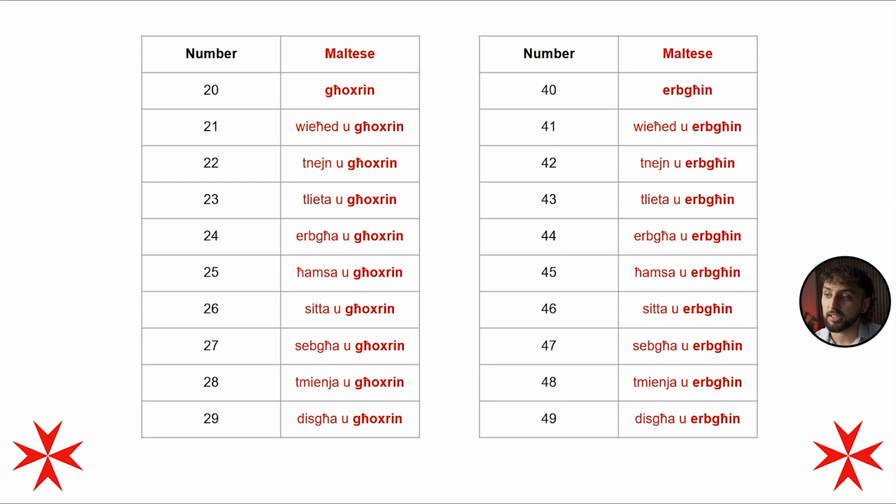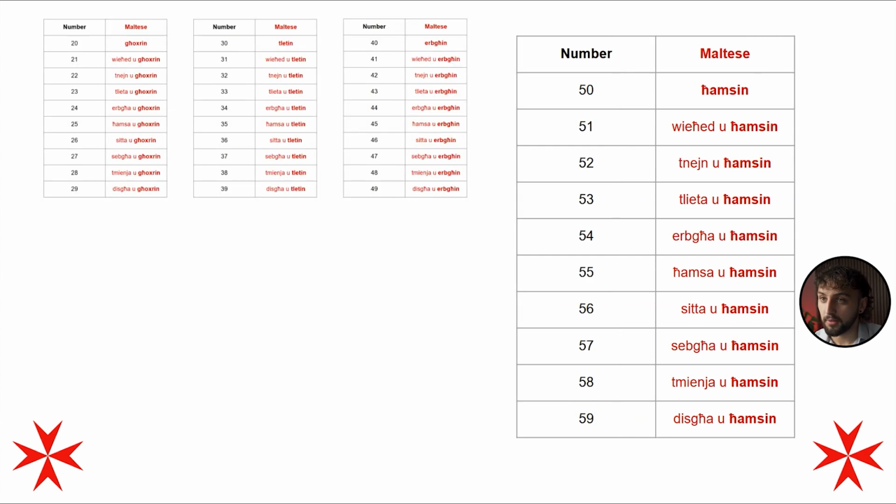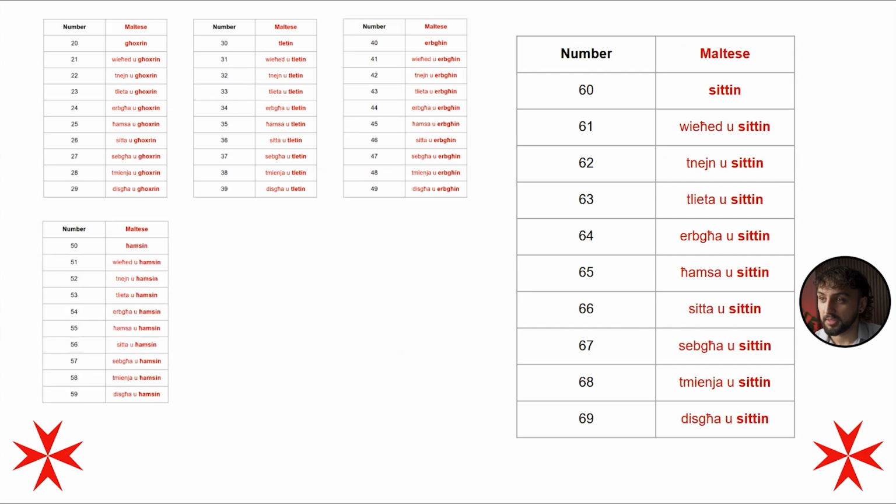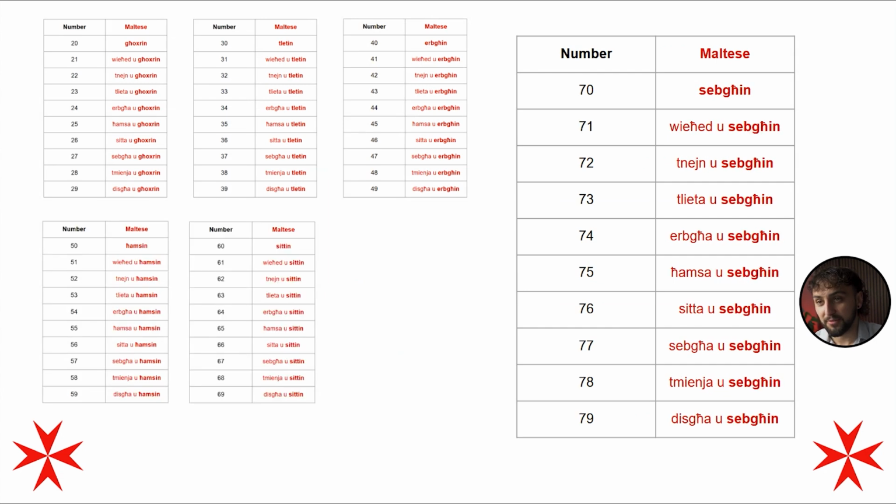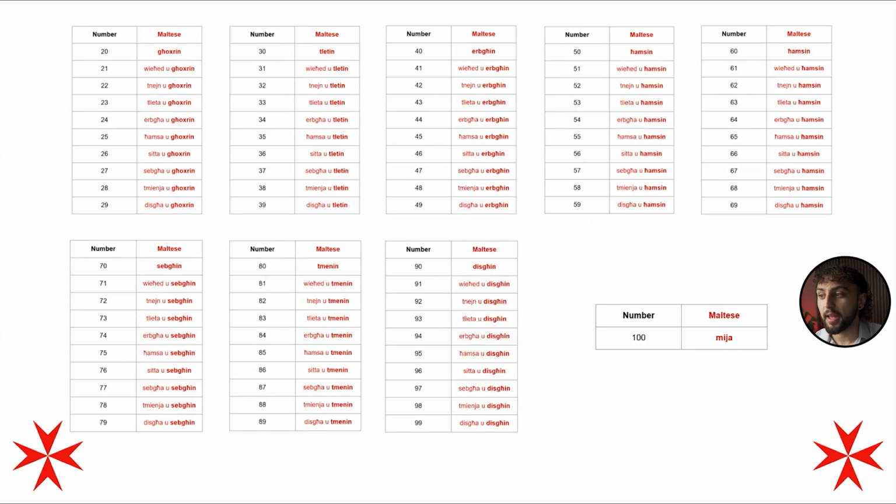And then this exact same pattern applies all the way throughout the 40s and the 50s and the 60s and the 70s and all the way up to 100. And just to remind you, to say 100 in Maltese, we say mia.